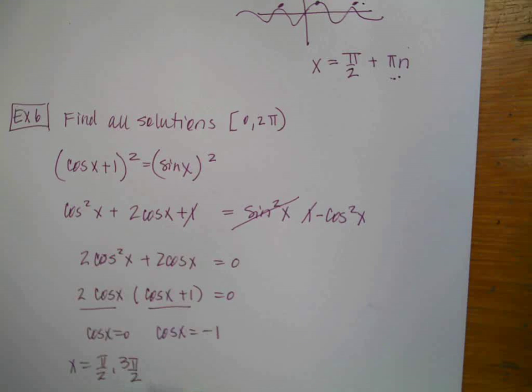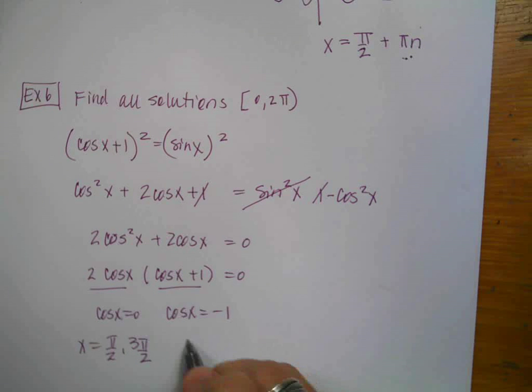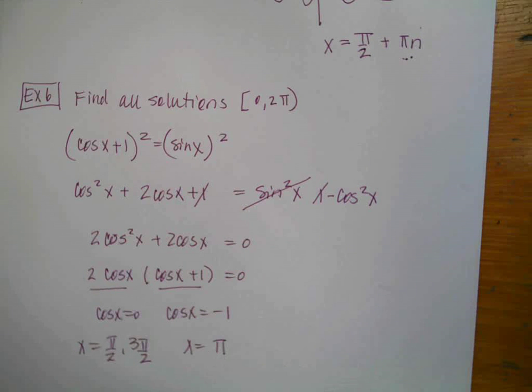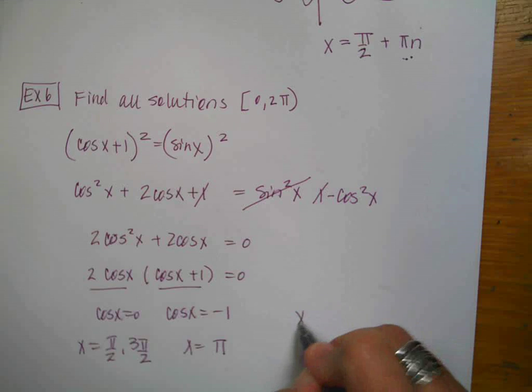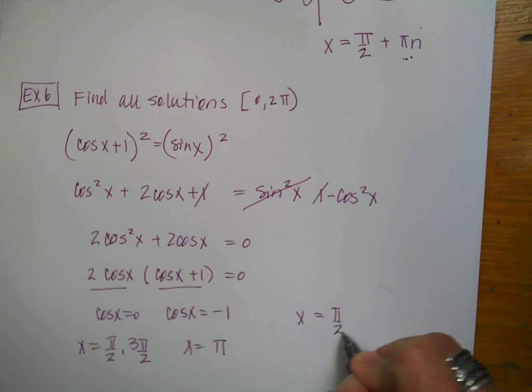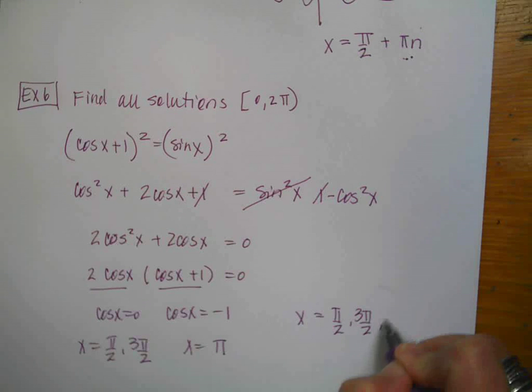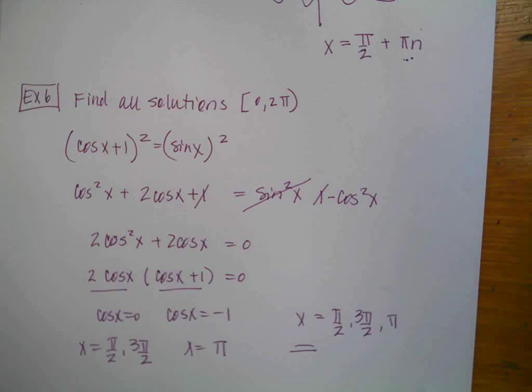Cosine is 0 at pi over 2 and 3 pi over 2. And cosine is a negative 1 at pi. So my solutions would be x is equal to pi over 2, 3 pi over 2, and pi. All right, that's it for today. That was kind of a nice one. I'll see you soon.